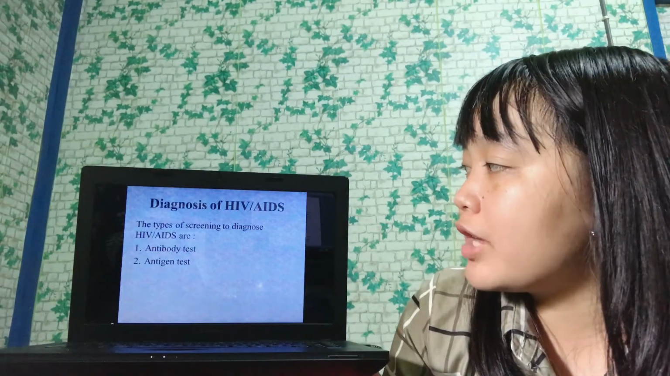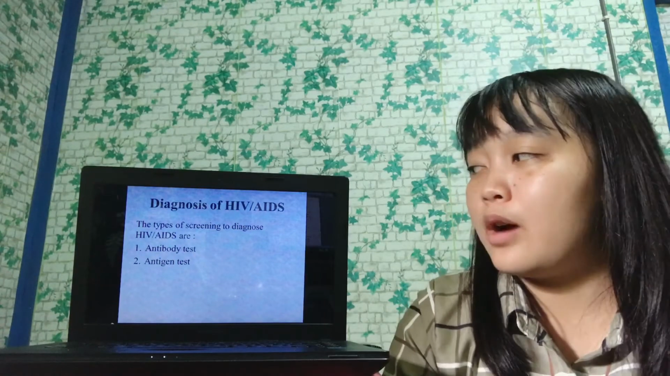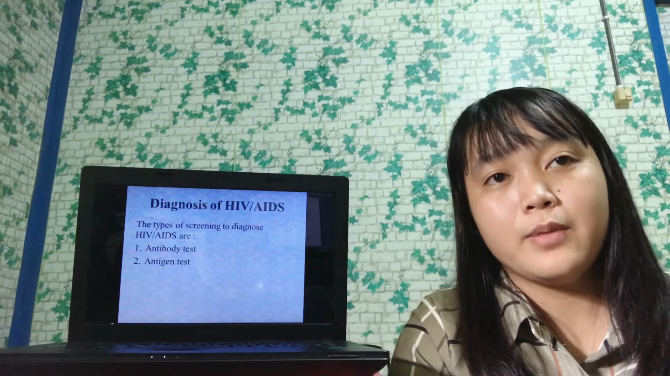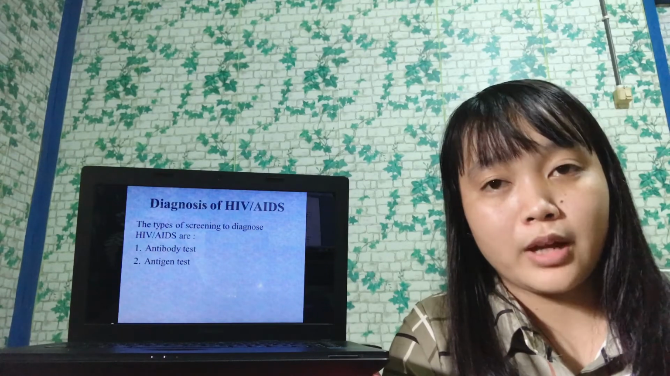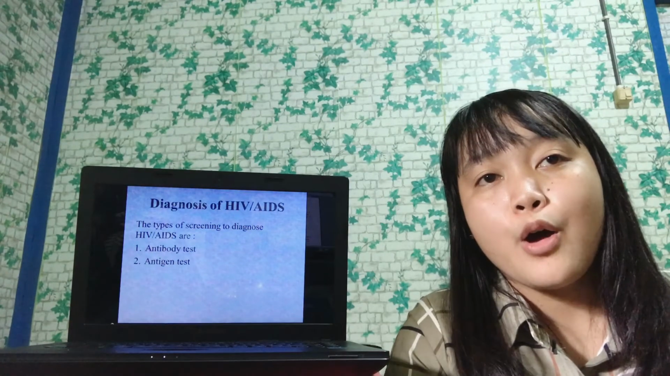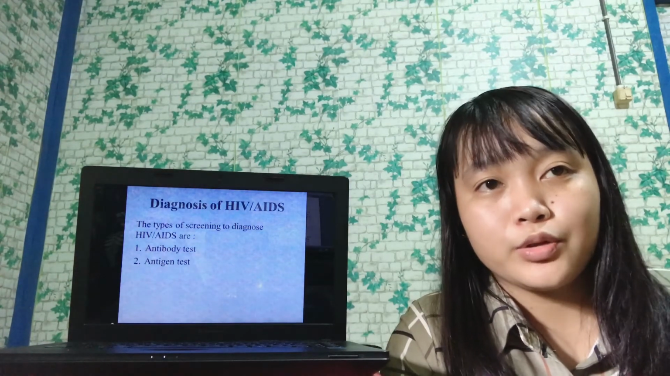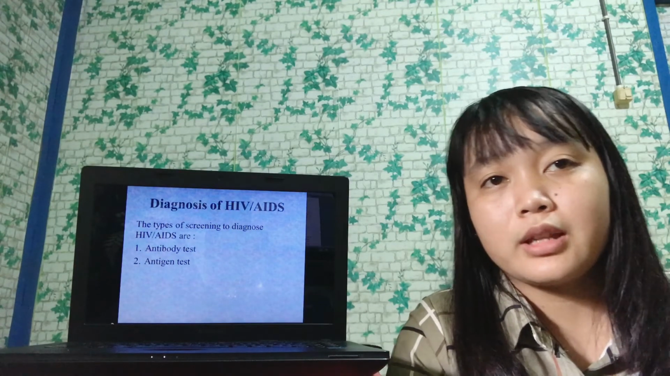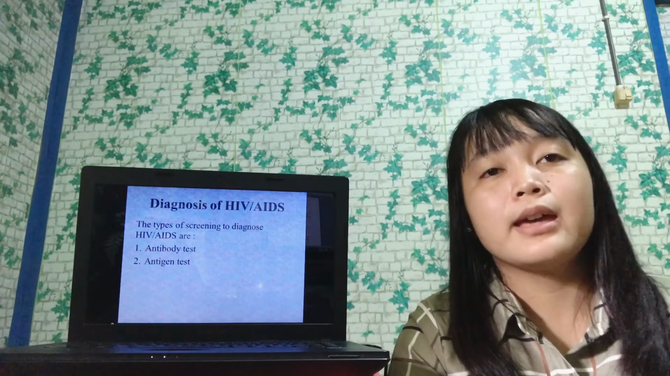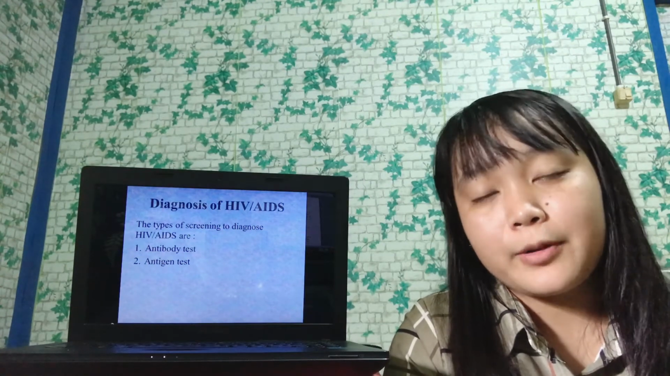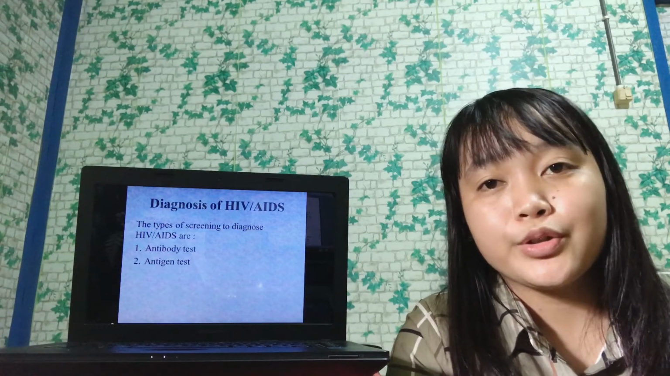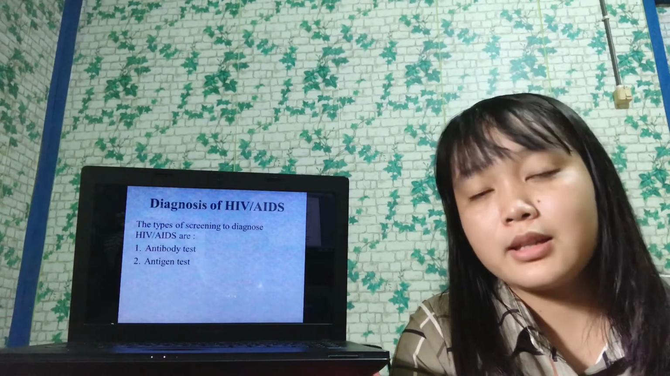The types of screening to diagnose HIV/AIDS are: 1. Antibody test. This test aims to detect the antibodies that the body produces to fight HIV infection. It can take 3 to 11 weeks for the antibody count in the body to be enough to be detected during the test. 2. Antigen test. The antigen test aims to detect proteins that are part of the HIV virus. The antigen test can be done 2 to 6 weeks after the patient is infected.